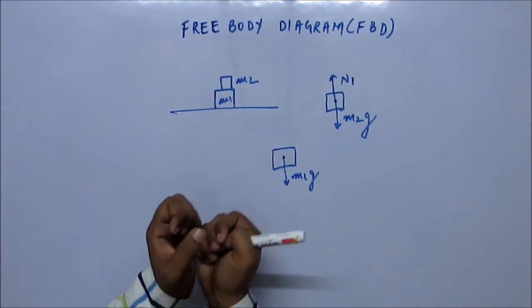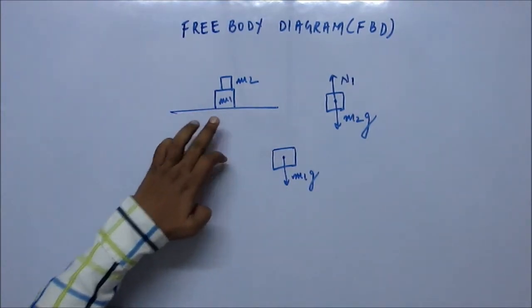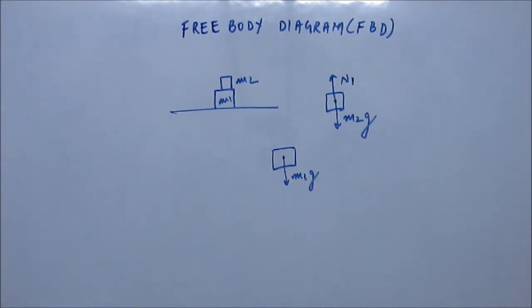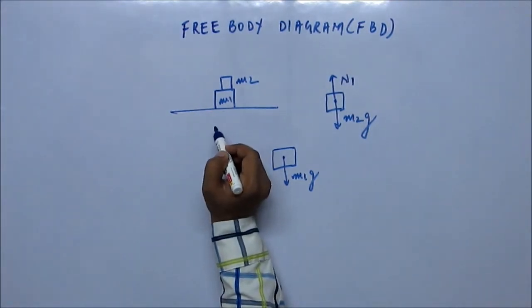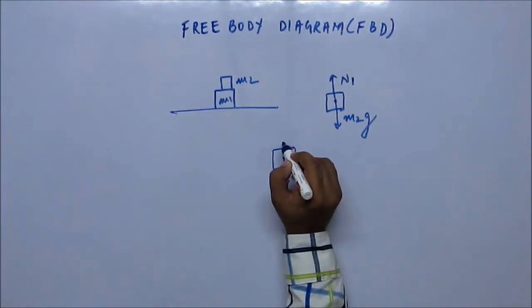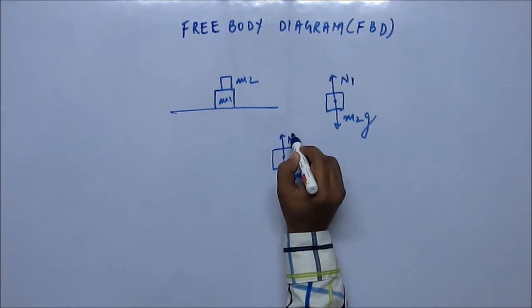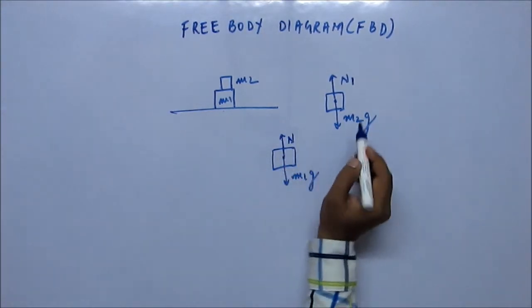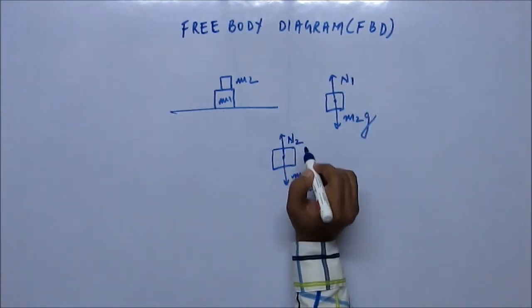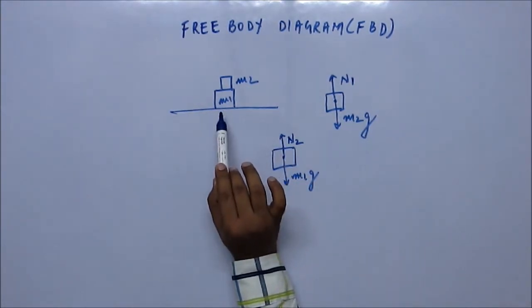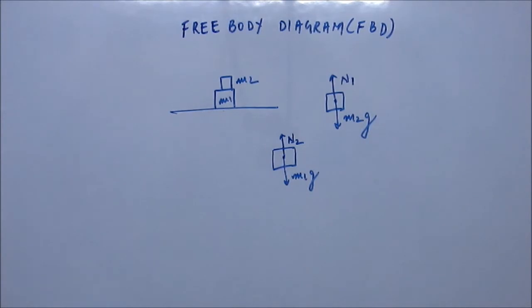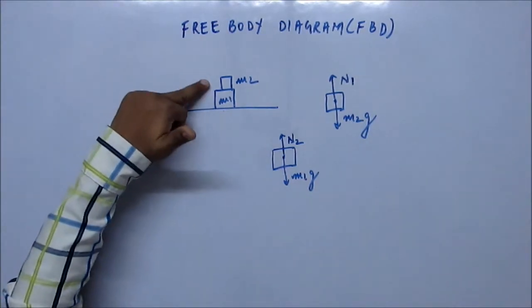Now m1g is going to pull this block downward, so the surface is going to be pressed by the weight of m1. So the surface is going to offer a normal reaction to m1. There will be some normal reaction from the surface. This was n1, let's call this one n2. Now this normal reaction is from the floor surface. There will also be some normal reaction from the lower surface of m2.